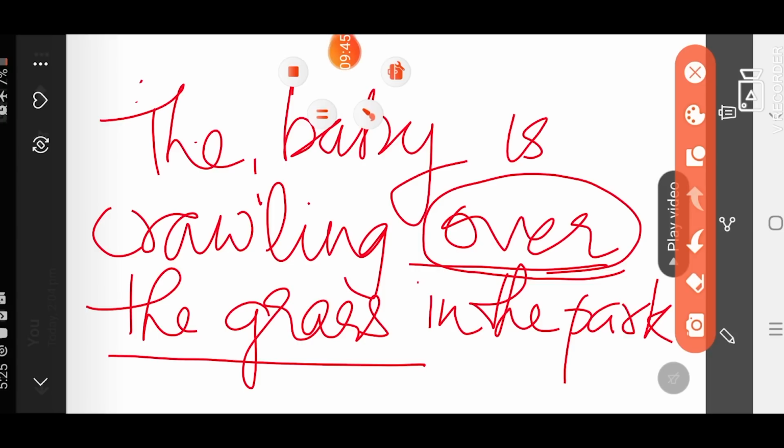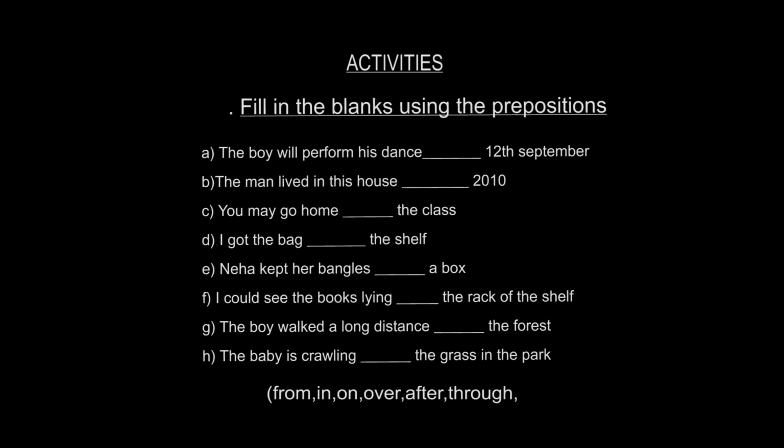Okay, thank you. Take page number 20. There are two activities for you. The first is activity B. Now there are some signboards. You have to fill in those signboards using the prepositions. Now those are very familiar signboards to you. Okay, you may do it in that space.